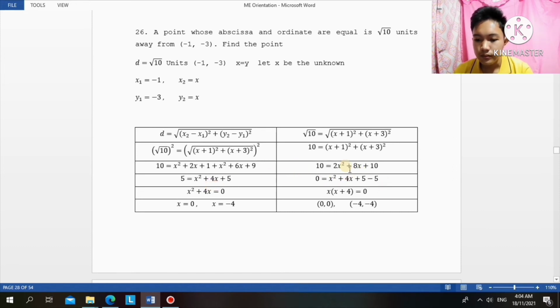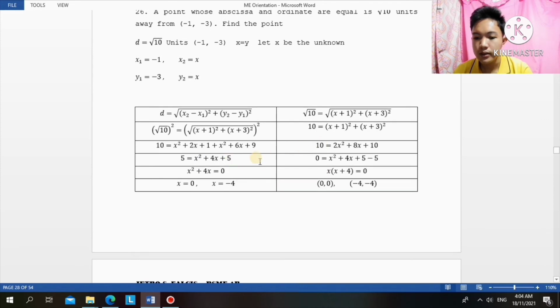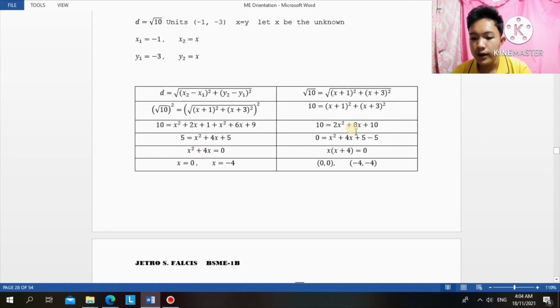So divide both sides by 2. So 10 divided by 2 is equal to 5. Then 2x squared divided by 2 will become x squared. Then 8x will become 4x. Then 10 becomes 5. So transpose 5 from the left to the right, it will become negative 5. So combine like terms, positive 5 minus 5 will become 0. So our equation will be x squared plus 4x equals 0.